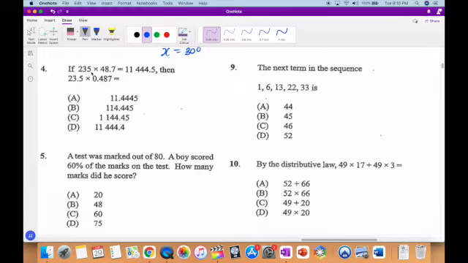If 235 multiplied by 48.7 is this, then what is 23.5 multiplied by 0.487? So we could see here that we have a decimal place moved there, right? And we have 1, 2 decimal places moved there. So that means that we have 3 decimal places being moved in all. So we move 3, 1, 2, 3, and that gives us A.